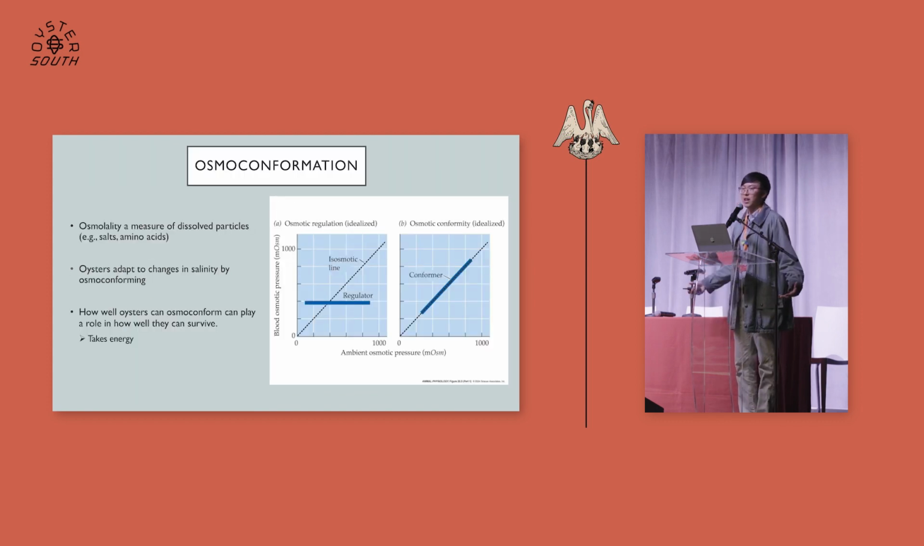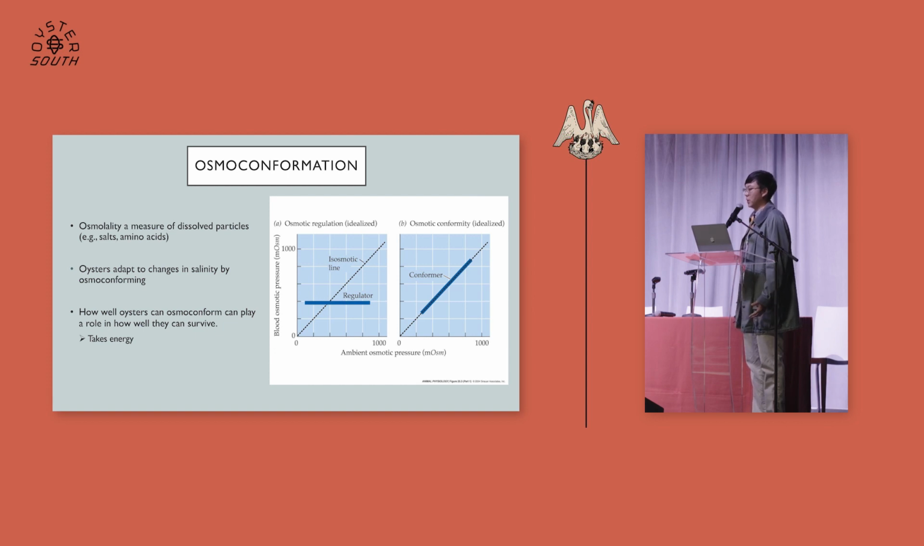All right, so how do oysters deal with these changes in salinity? Before we can get into that, let's talk a little bit about osmolality first. So osmolality is a measure of dissolved particles in a solution or in an organism. So in an organism like oysters, osmolality is commonly referring to the amounts of salts and amino acids inside the oyster, whereas osmolality of the seawater is mostly just talking about the amounts of salt.